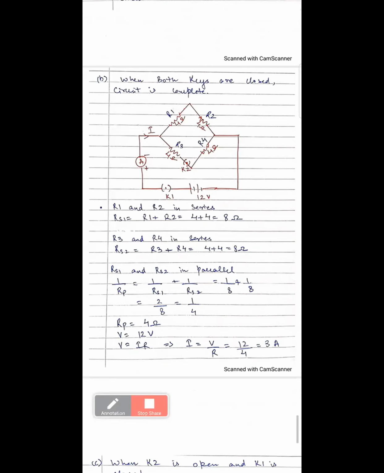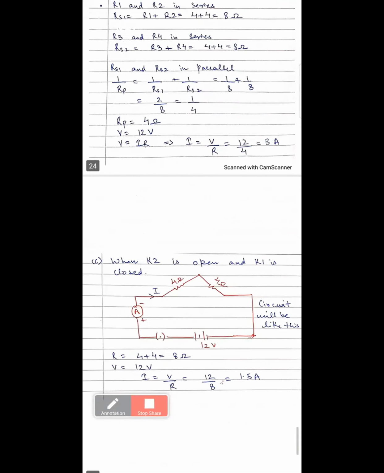Now come to the last one. When K2 is open and K1 is closed, it's 1.5 ampere. The branch with the K2 key is not considered because current will not flow through it. Current will flow only through the above branch where the key is not present. It's in series, so it'll be 12 by 8, 1.5 amperes.